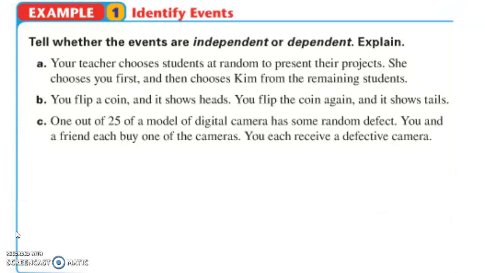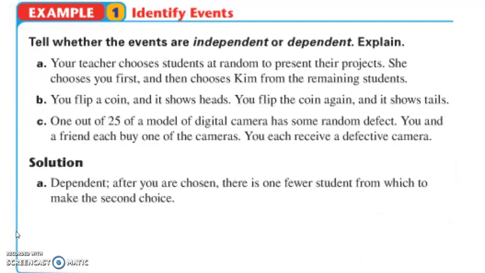Say, for instance, you're presenting projects and a teacher is selecting students at random, and you get selected first, and then one of your classmates, Kim, is selected second. Are those events independent or dependent? And you may say, well, it doesn't matter. Like, if I got picked first, Kim was always going to get picked second. But we're not thinking about it from that direction. We're thinking about this in the sense of, do you being selected change the probability of Kim being selected when a second person is taken?